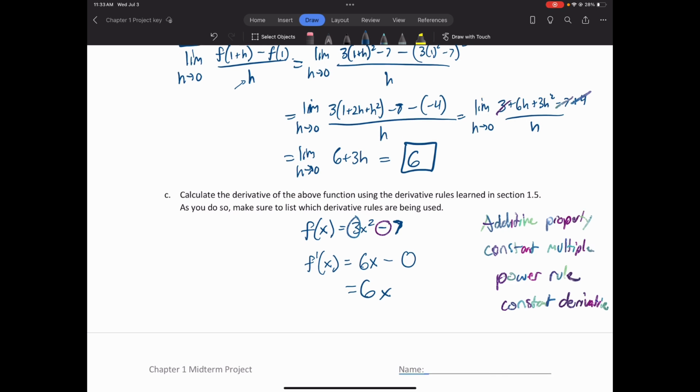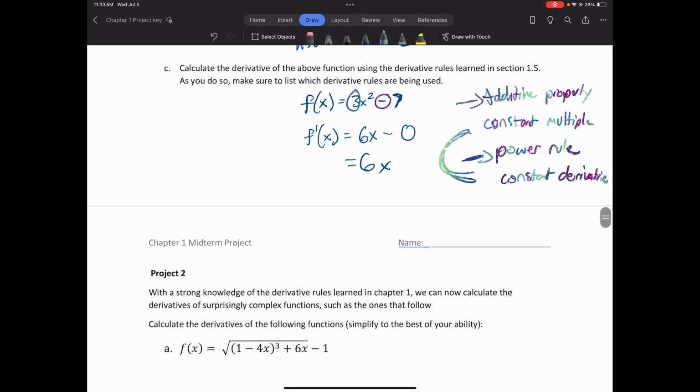Okay, when I graded it, I was for sure looking for the additive property. I was for sure looking for power rule. And as long as you had one of these two, I counted it. But if you're missing both of those properties, I took off a point.